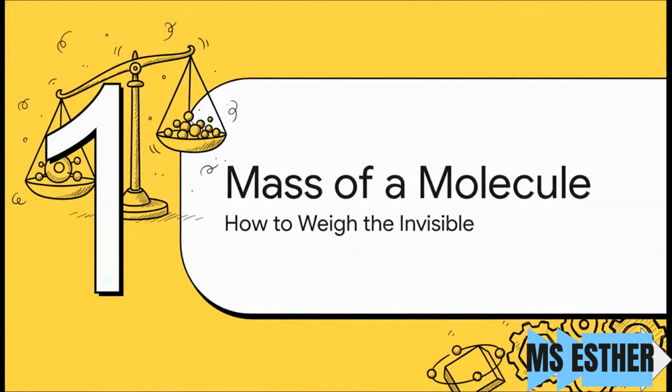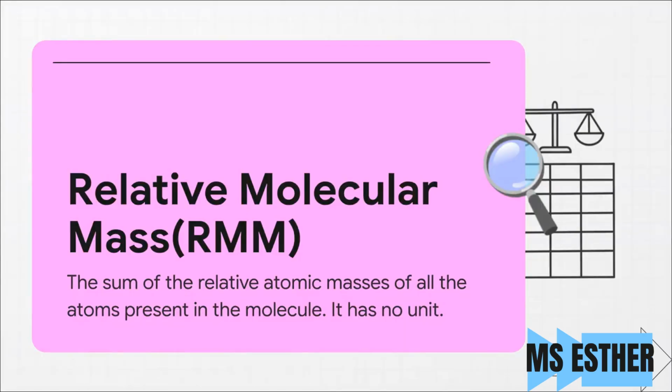First up, weighing the invisible. Seriously, how do you weigh something you can't see, let alone put on a scale? Well, chemists came up with a really clever workaround. It's all about comparison. And that workaround is called relative molecular mass, or RMM for short. Now, the key thing to get here is that this isn't a weight like grams or pounds. It's more like a score. It's a relative number, totally unitless, that we get by simply adding up the relative atomic masses, the scores, of every single atom in the molecule.